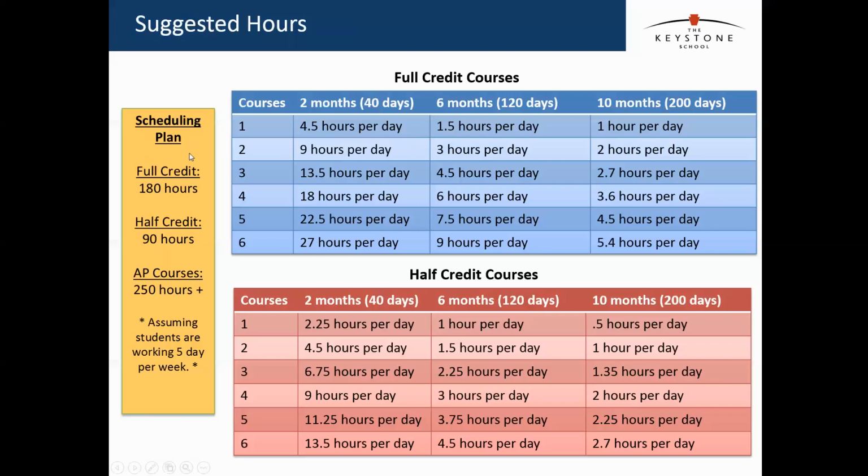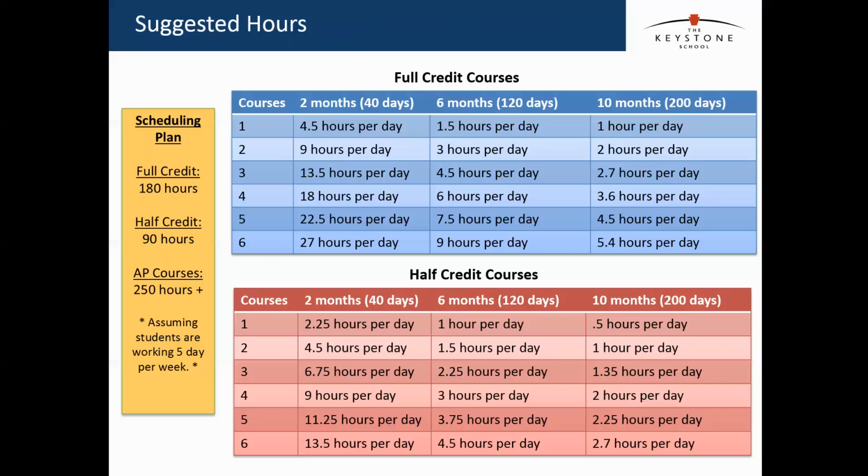We'll start off in the yellow box on the left-hand side. Full credit courses are based off of 180 hours. Half credit courses or half-year courses are based off of 90 hours. And advanced placement courses, AP courses, are based off of 250 up to 400 hours. It all depends on the type of AP course you're taking. And looking at the first box, the blue box, if you look at one course and you want to complete it in 2 months, you should work about 4.5 hours per day.